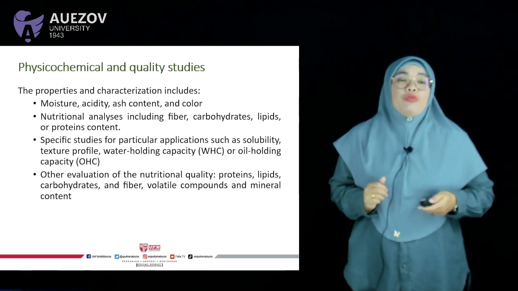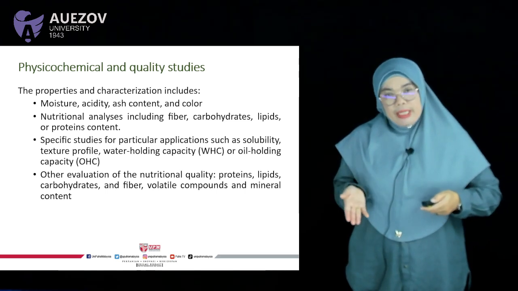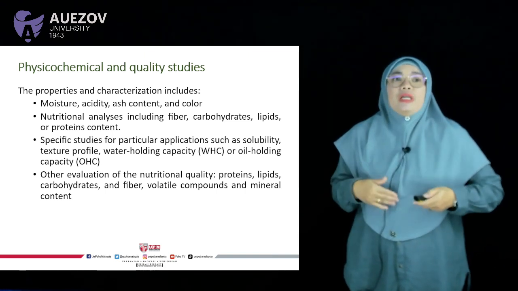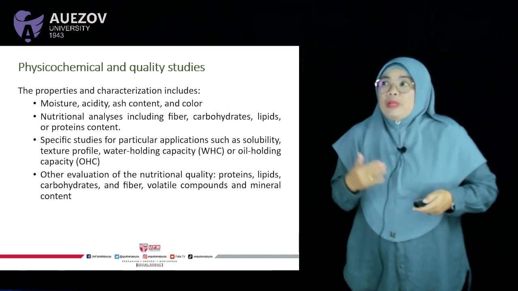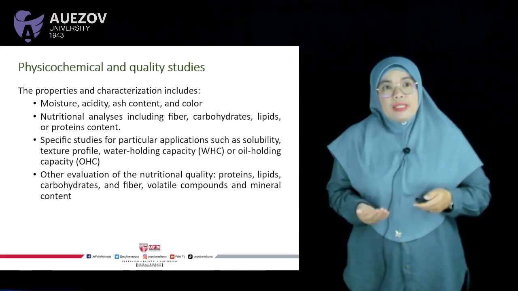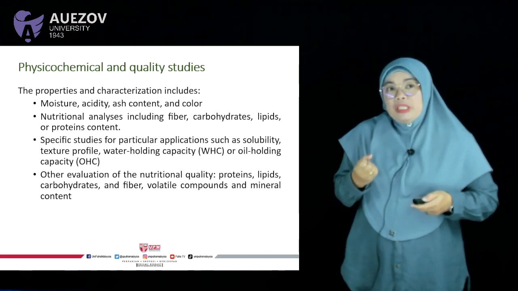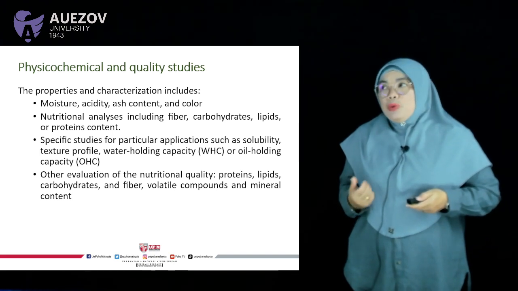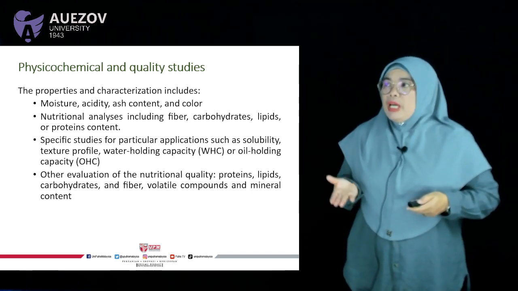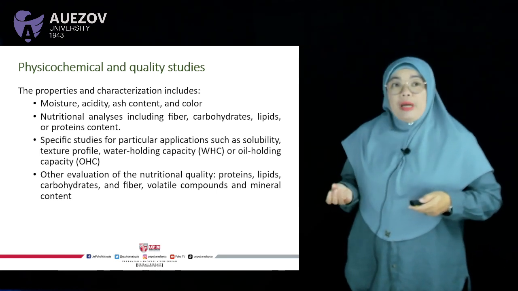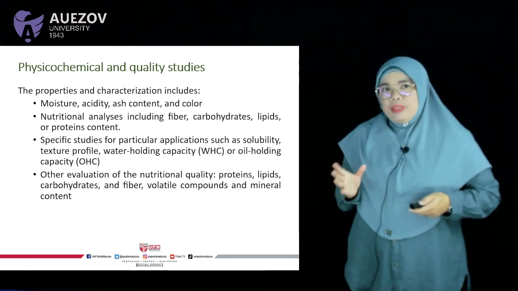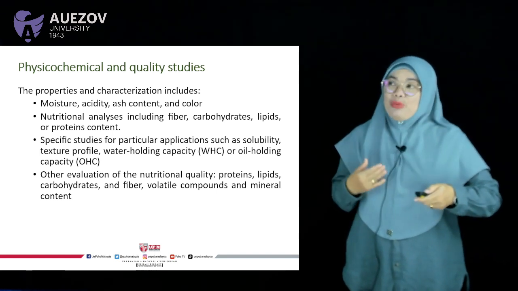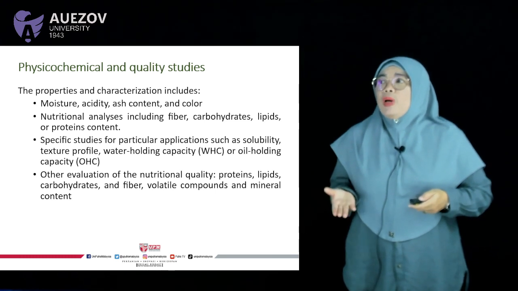The first one is physical, chemical, and quality studies. These are some of the characterizations normally conducted for the safety assessment. Normally we characterize the moisture content, acidity, ash content, and color. Also nutritional analysis, which includes fiber, carbohydrate, lipid, and protein content. And also some specific studies for particular applications, such as solubility, texture profile, water holding capacity, or oil holding capacity.